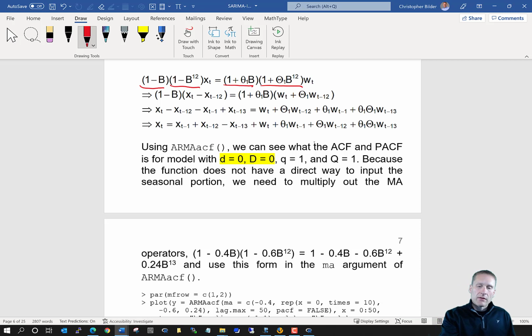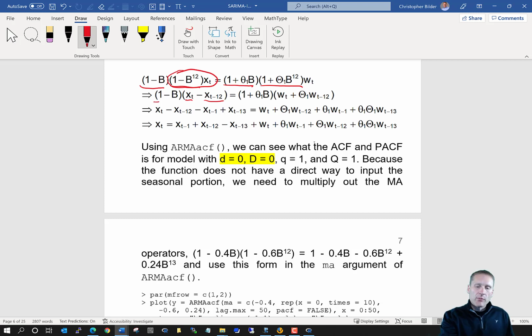Then, to write it out so only x of t is on the left side, I move this seasonal differencing through with x of t. And notice what I get here: x of t minus x of t minus 12.